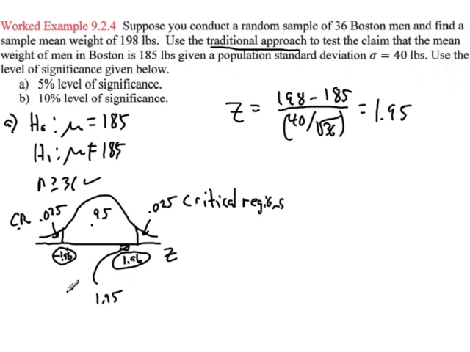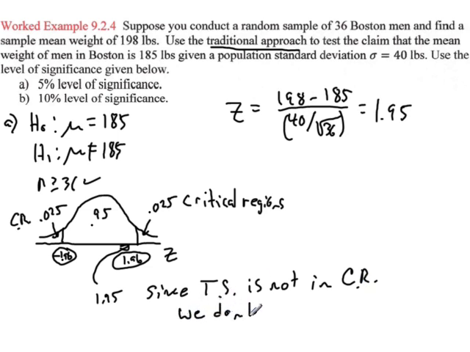So, since the test statistic, TS, is not in the critical region, CR, we do not reject H0.